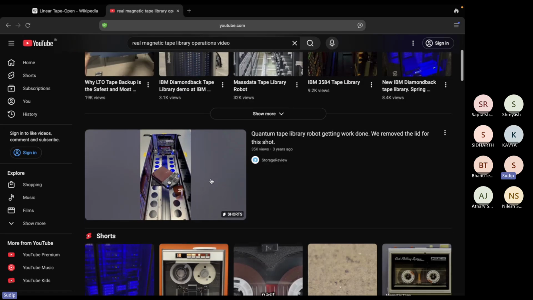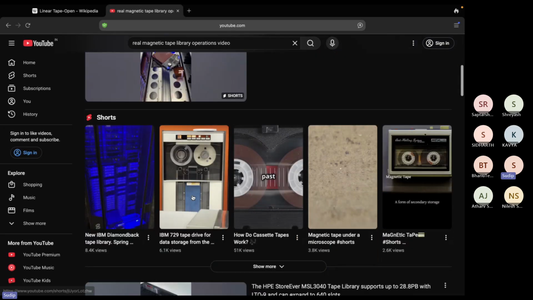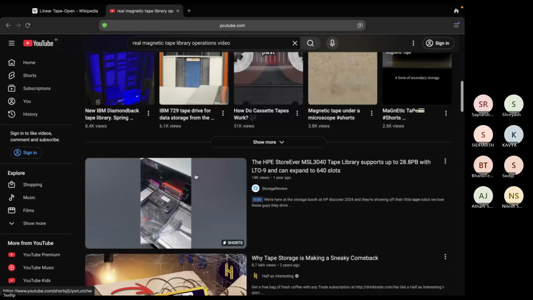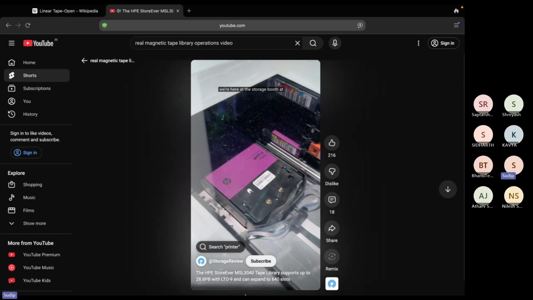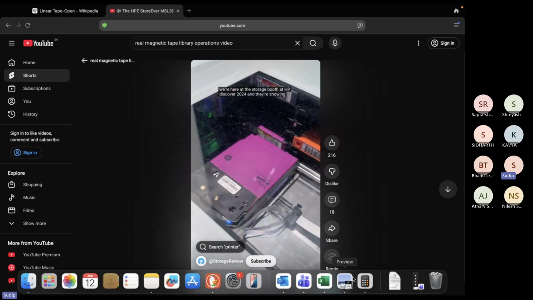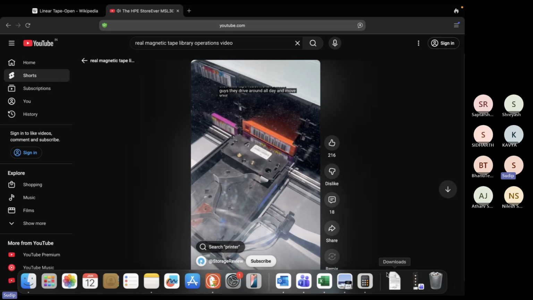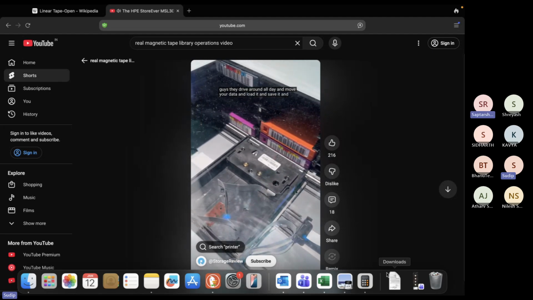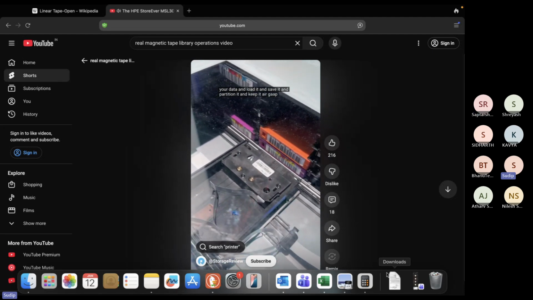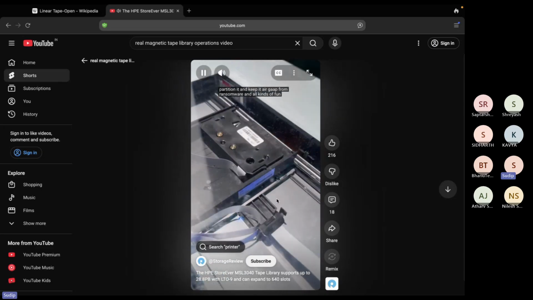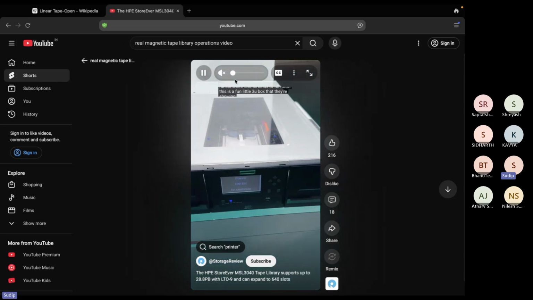These are older tape drive generations. This is a tape library booth at HPE Discover 2024, and they're showing multiple tape robots. We love these guys. They drive around all day and move your data, load it and save it. That's how you keep it air gapped from ransomware and all kinds of fun stuff. This is a fun little 3U box.